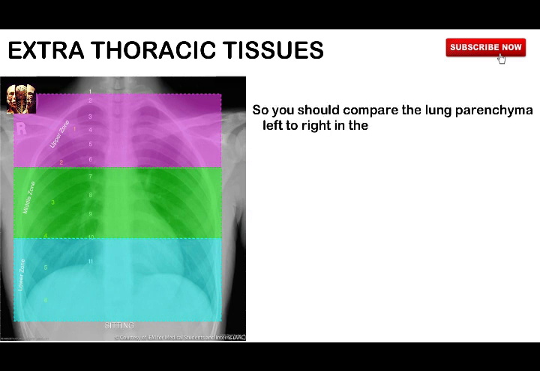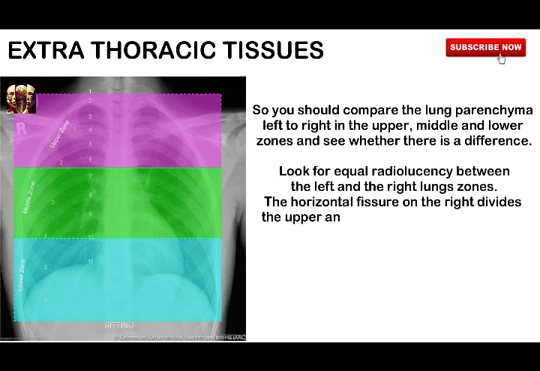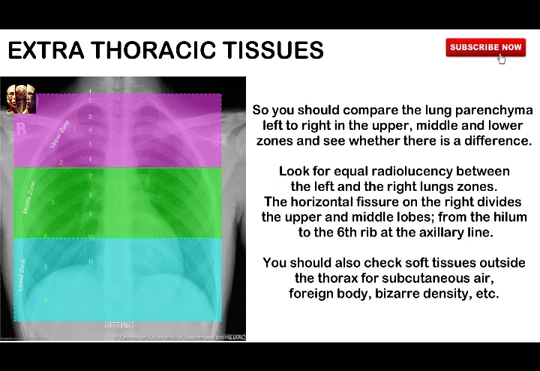So you should compare the lung parenchyma left to right in the upper, middle and lower zones and see whether there is a difference. Look for equal radiolucency between the left and the right lung zones. The horizontal fissure on the right divides the upper and middle lobes, from the hilum to the sixth rib at the axillary line. You should also check soft tissues outside the thorax for subcutaneous air, foreign body, bizarre density, etc.